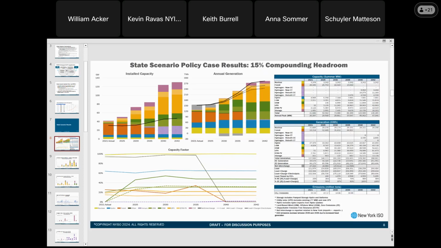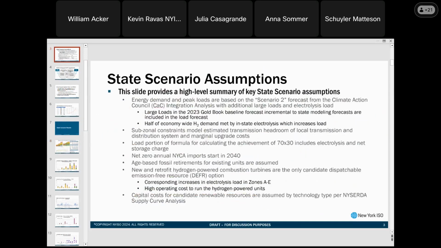Yeah, thank you. I have a quick question, and I'm sorry to go backwards, but just on slide 3, there's a note that says new and retrofit hydropower combustion turbines are the only candidate for DFERS. And I remember from a previous EPAC meeting, it was determined that these would be fuel cells, or we had discussion around that. So I just wanted to confirm if that's a combustion turbine or if they would be via fuel cells.